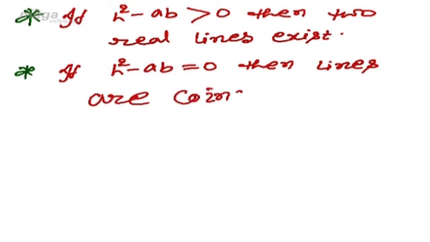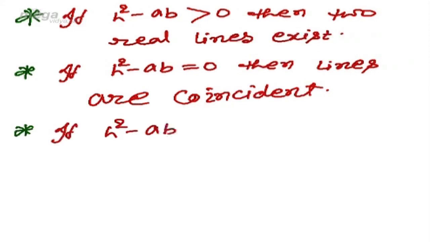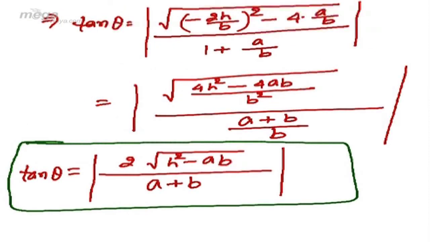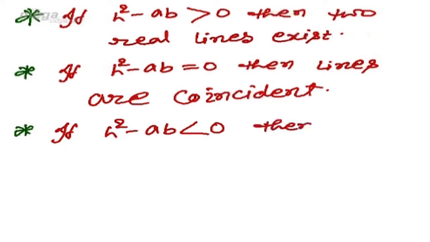Lines are coincident lines. Now, if h square minus ab is less than 0, then tan theta does not exist because it becomes root under negative. That means the value of tan theta is an imaginary number. Then in that case, lines are imaginary. So you can say real lines do not exist. The point of intersection of these two lines, because they pass through the origin, will be 0, 0, that is the origin.